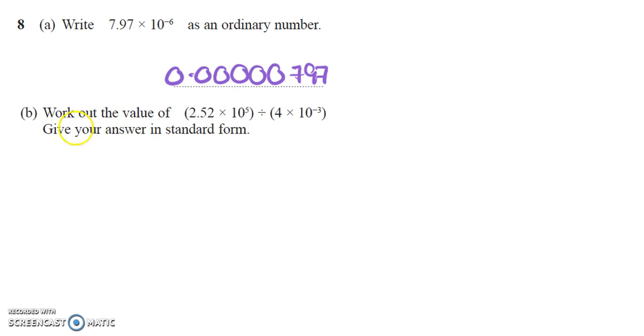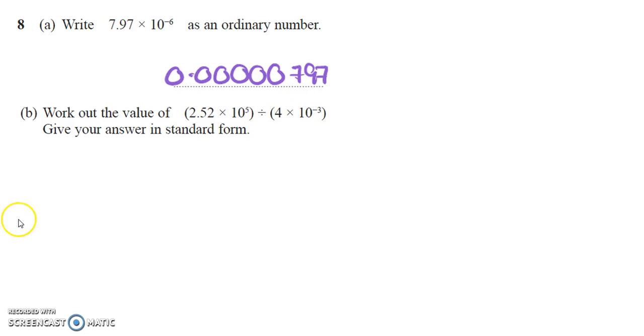The second question is a bit more tricky, especially as it's a non-calculator question. We have got to divide these two standard form numbers, and you deal with them in a particular way. So you're going to sort out the 2.52 divided by the 4 separately, and we're going to do the indices part separately. So we're going to do 10 to the 5 divided by 10 to the minus 3 separately.